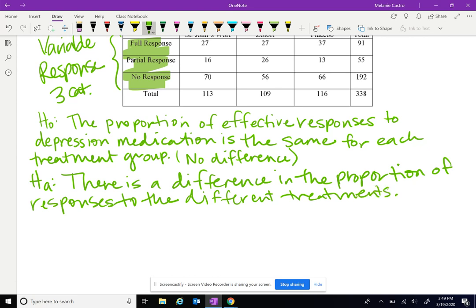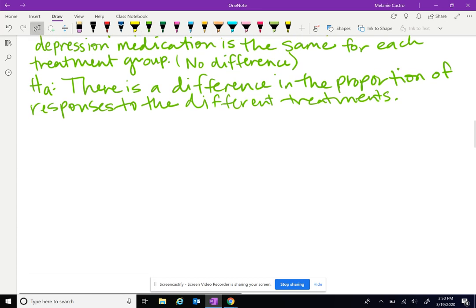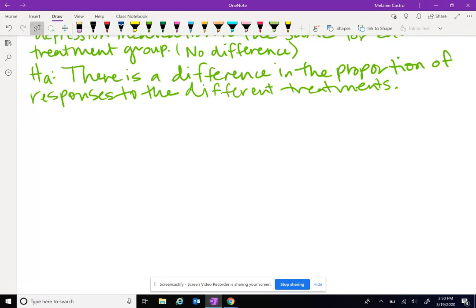So if we can conclude in favor of HA, it would be like St. John's wort works differently than Zoloft or the placebo, right? All right, our conditions. Our first condition is randomness. They were randomly assigned to treatment groups.